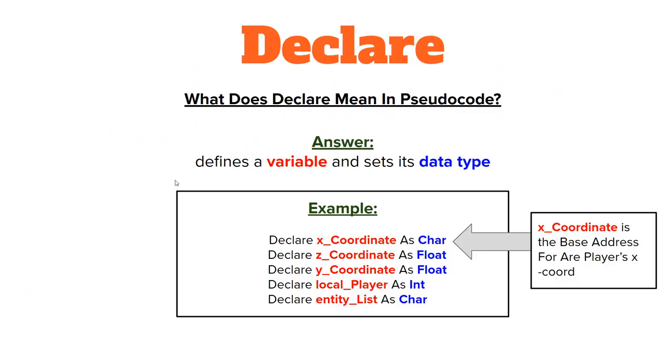So what does declare mean in pseudocode? When you declare something, you're defining a variable and setting a data type to it. An example would be declaring your x coordinates as a char or character, declaring your local player as an int, or declaring your entity list as a char. We're going to come back to the x coordinate. Remember that in this example, the x coordinate is the base address for our player's coordinate.